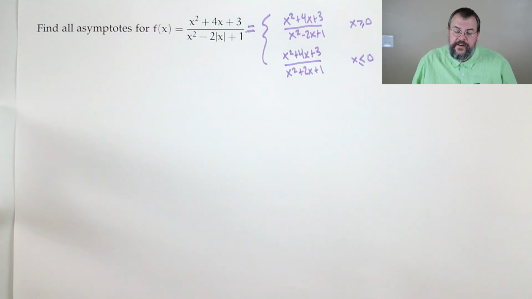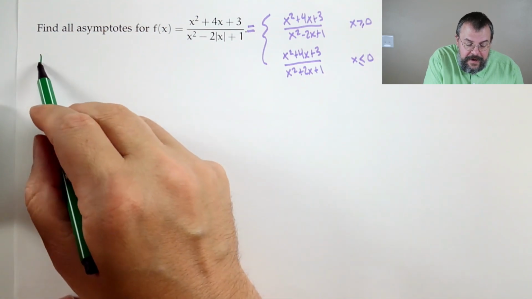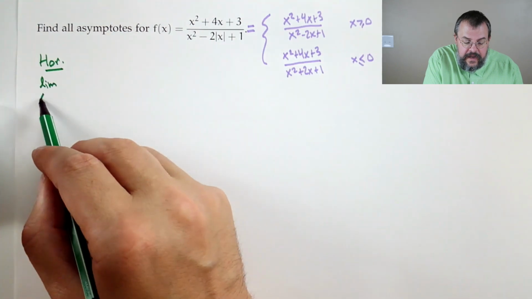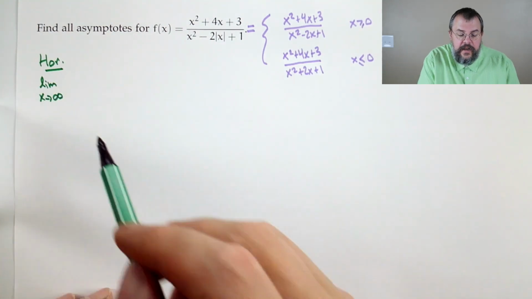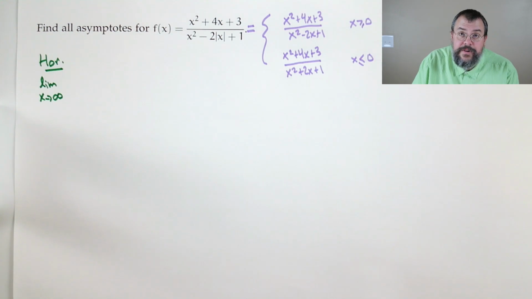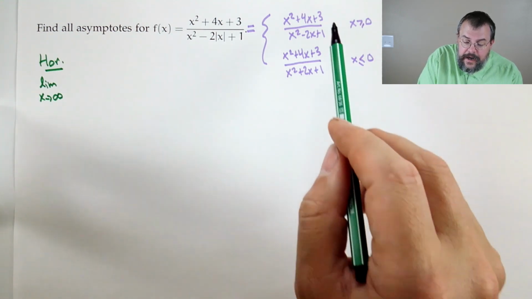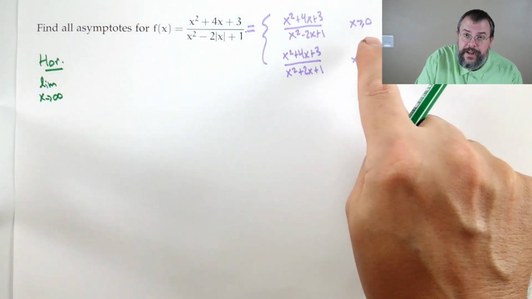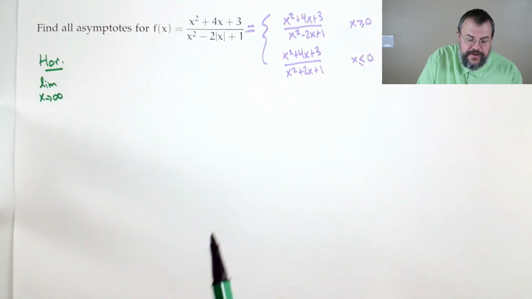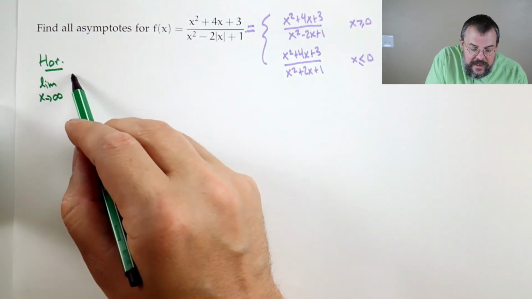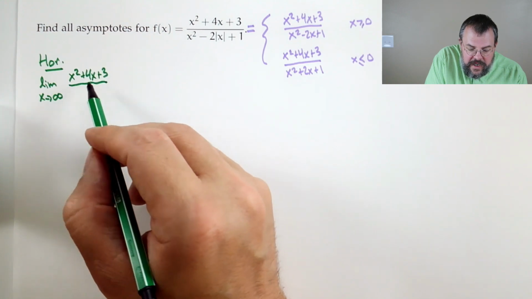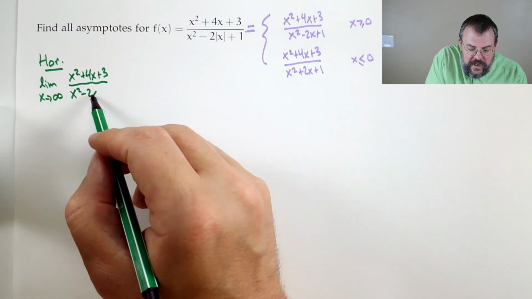So let's tackle our various asymptotes. The horizontal, that'll be probably the easier one. So we're going to take a look at the limit as x goes to infinity of our function. Now, as I'm going towards positive infinity, I might as well only take big positive numbers. So I look like x squared plus 4x plus 3 divided by x squared minus 2x plus 1.